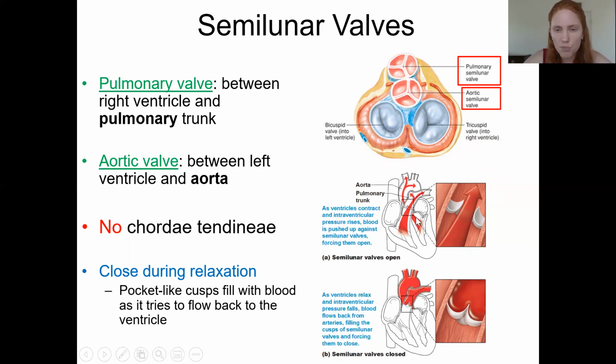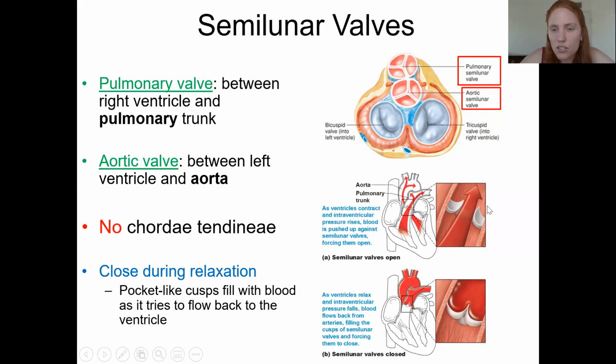Okay, so again, the semilunar valves are going to be between the ventricles and the arteries, and their name just comes from which artery they're connected to, either the pulmonary trunk, also known as the pulmonary arteries, or the aortic valve, which would be between the left ventricle and the aorta. Okay, so again, no strings.